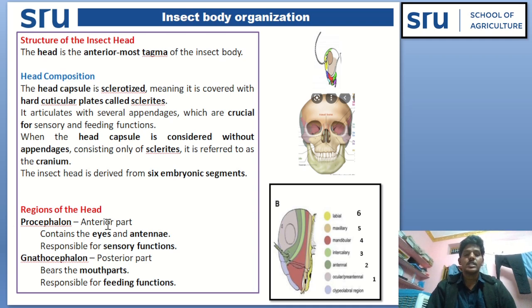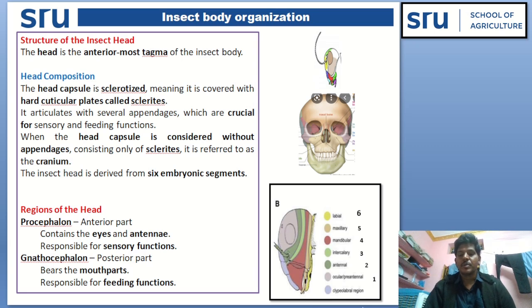See here regions of the insect head. We can divide the insect head into two regions, that is procephalon and gnathocephalon. Procephalon is the anterior part of the head, containing the eyes and antenna, responsible for sensory function. Next is the gnathocephalon. This is the posterior part of the head, bearing the mouth parts. Gnatho means mouth parts, responsible for feeding.